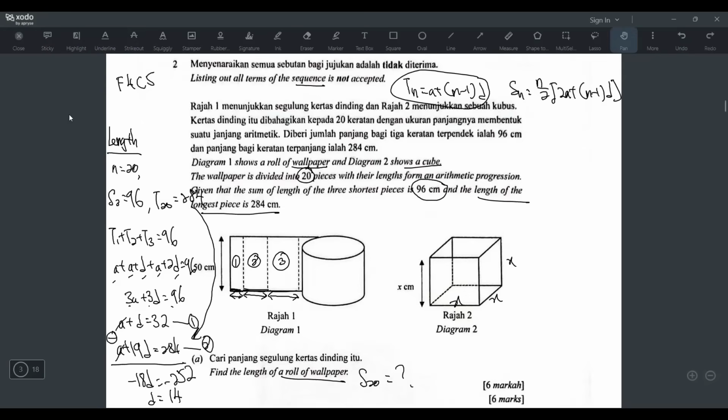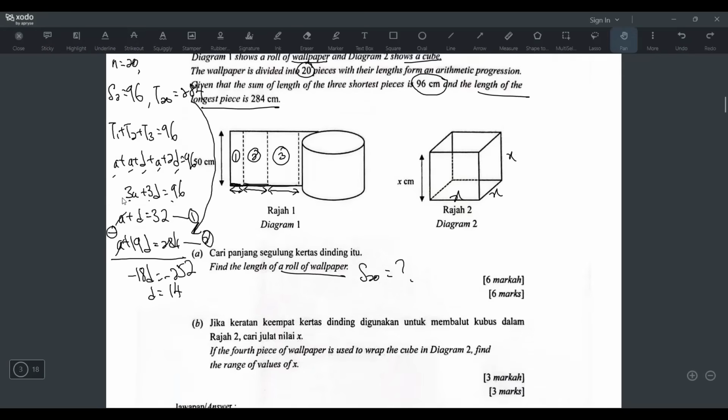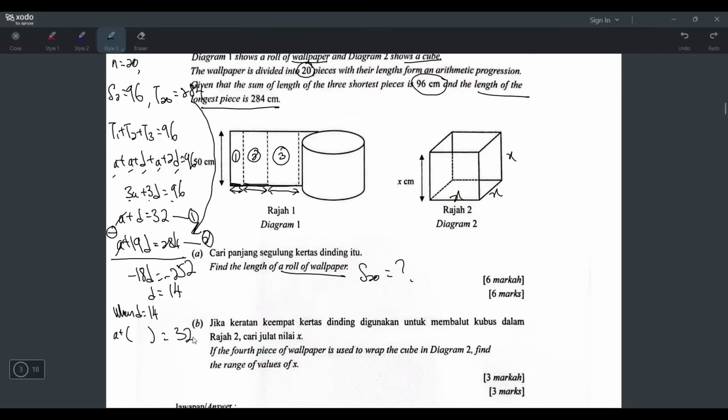Alright, but this is your d only. I would need my A also because later I'm planning to find S20. So how do you find A? You can substitute back into equation 1 or equation 2. Either one lah. I'll substitute into equation 1. So I'll write here, when d equals 14, A plus d is 32. So A plus, for the d I will open bracket, equals 32, and then the d is 14. So your A will be 32 minus 14 lah, which is 18.